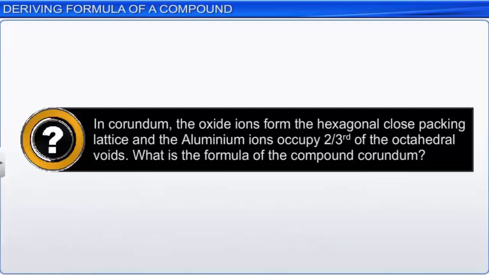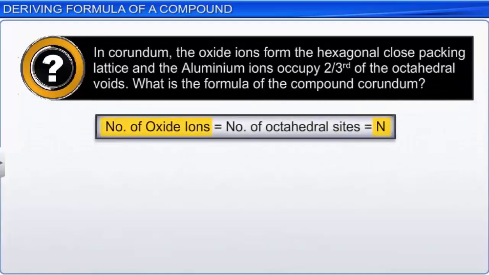In corundum, the oxide ions form the hexagonal close packing lattice, and the aluminium ions occupy 2/3 of the octahedral voids. What is the formula of the compound corundum? You already know that the number of octahedral sites in a cubic close packing is the same as the number of constituent particles. Now, if n oxide ions form the crystalline lattice, so the number of available octahedral sites is also n.